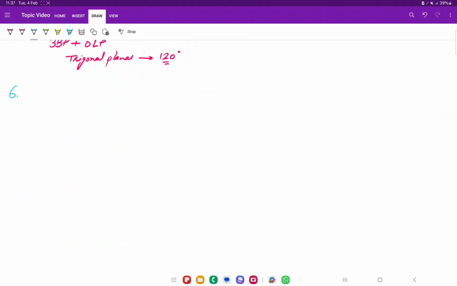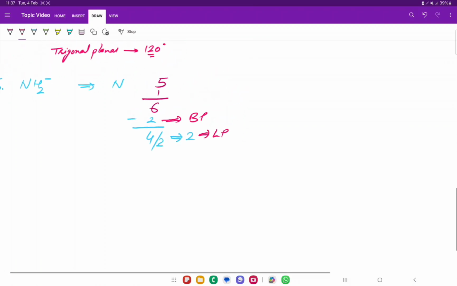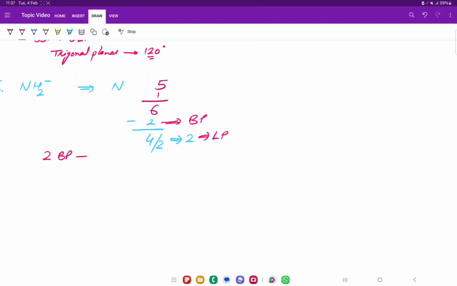One more, suppose I'm doing NH2 minus. NH2 minus, central atom nitrogen. Valence electrons, 5. Negative charge, yes, add it, we'll get 6. Monovalent atoms, yes, 2. Subtract 2, you will get 4. Divide 4 by 2, you'll get 2. What does it give you? It gives you 2 bond pairs and 2 lone pairs. That is, NH2 minus has 2 bond pairs plus 2 lone pairs.